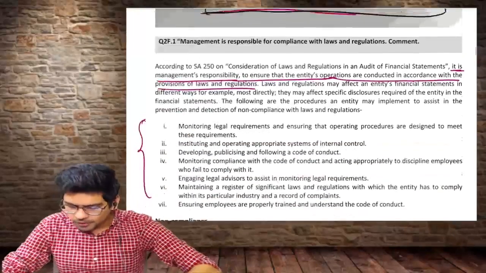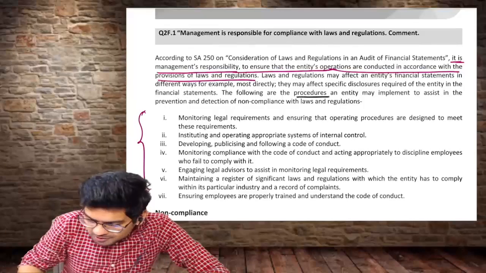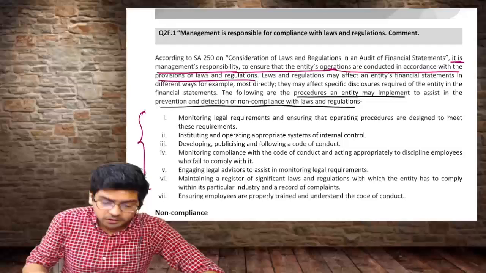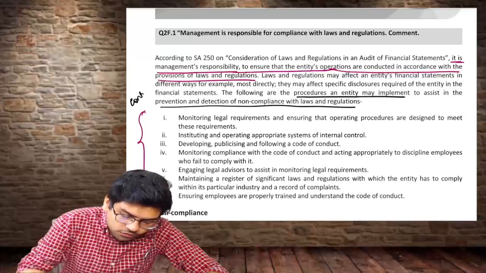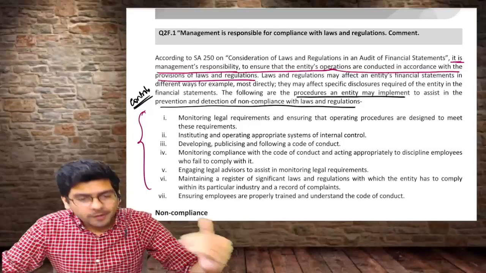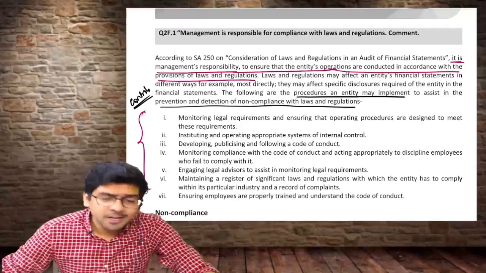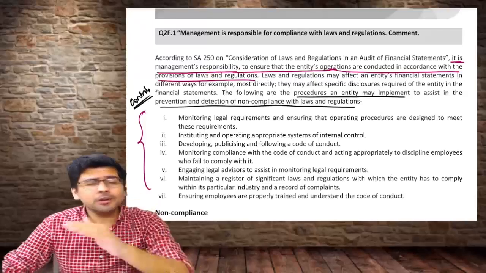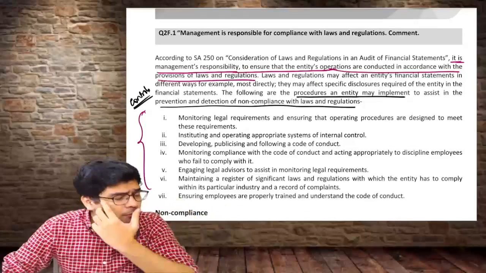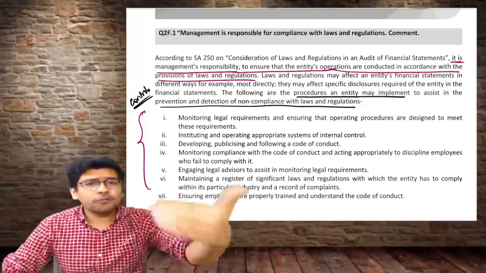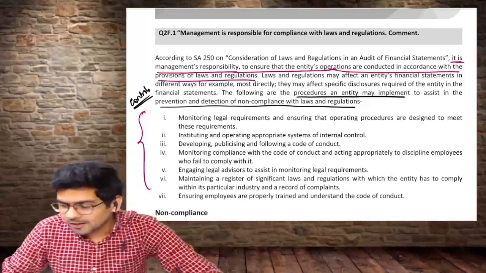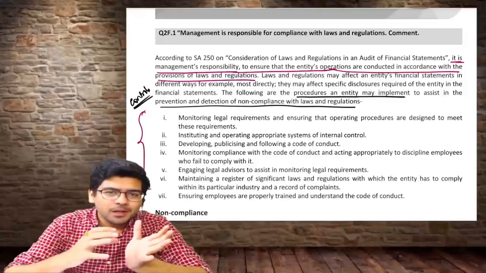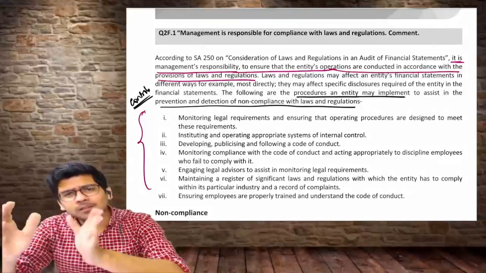So we have a point here. It says the following are the procedures an entity may implement to assist in the prevention and detection of non-compliance with laws and regulations. Basically, we are discussing the controls. What controls should be in place? What controls need to be designed and implemented by the management to ensure prevention as well as detection of non-compliance of laws? The management would never want to violate a law. They need to have some controls in place which are going to help them to prevent non-compliance as well as, if it happens, detect the non-compliance.